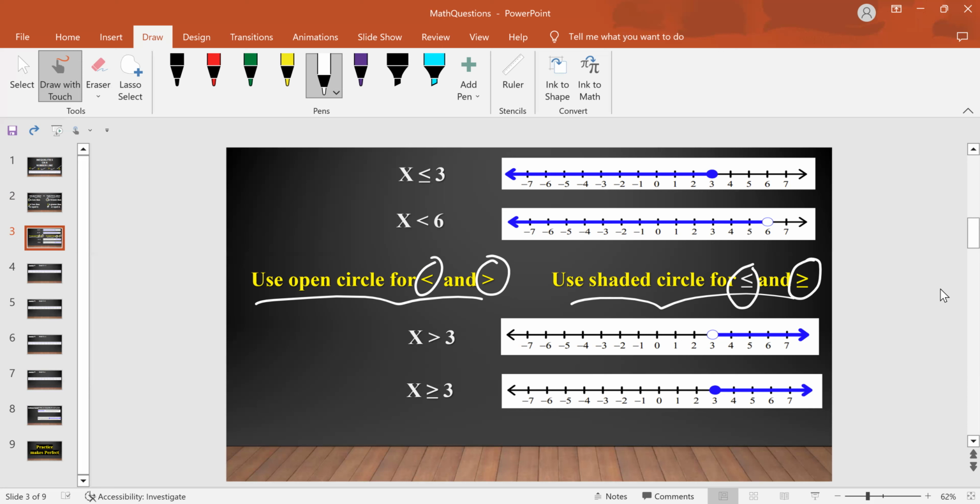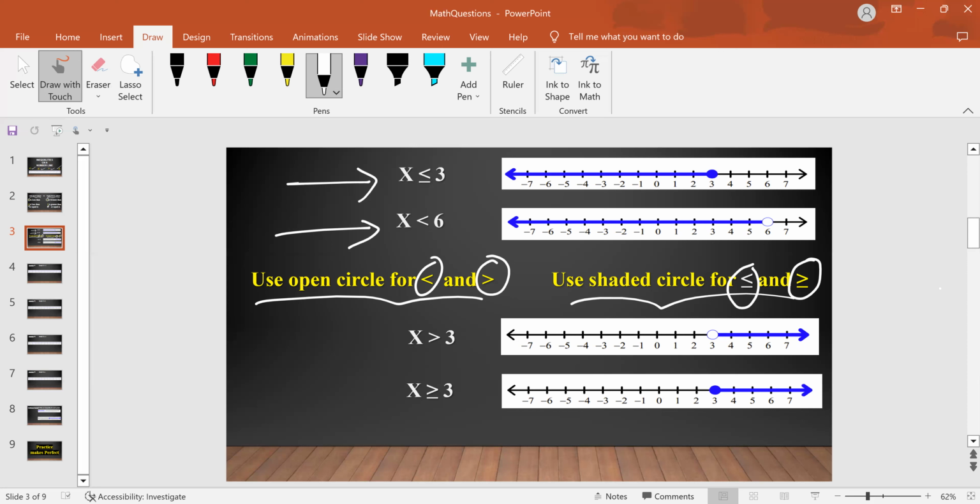Okay, so you'll see that in the first graph, when they say x is less than or equal to 3, they shade the circle at the 3 and they move the arrow to the left side. But when they say x is less than 6, we have the open circle at 6 and they move the arrow to the left side.